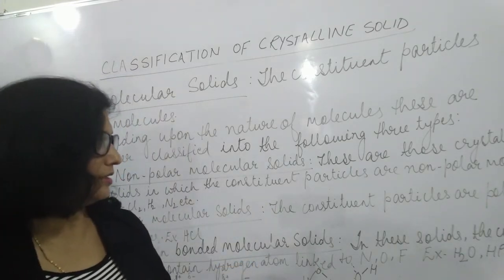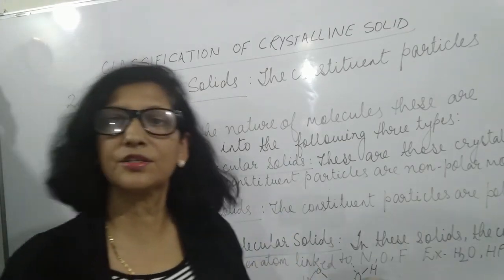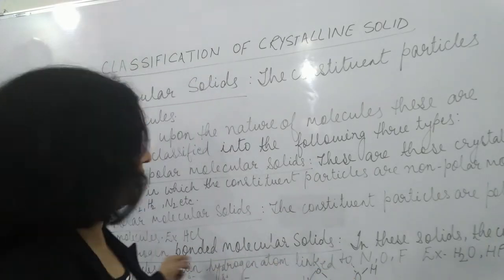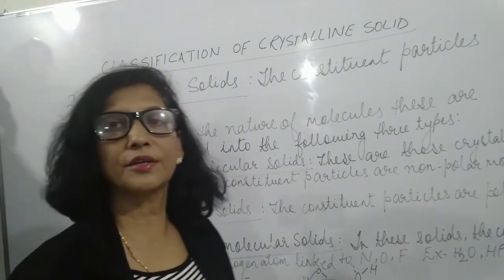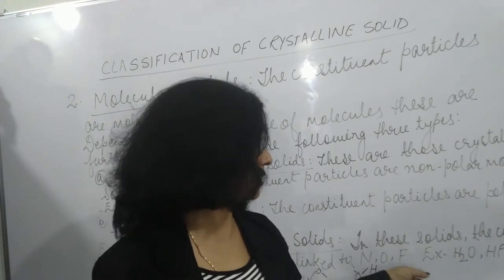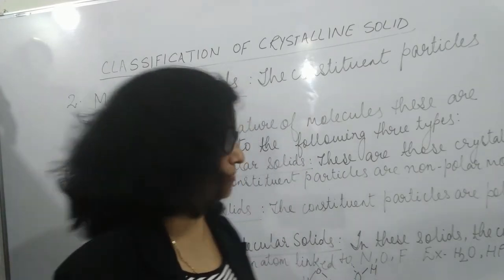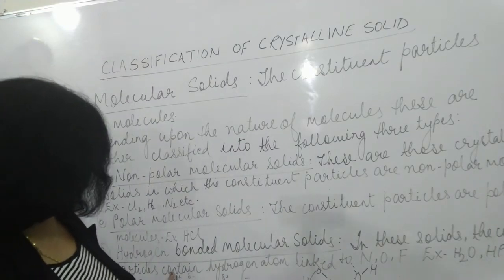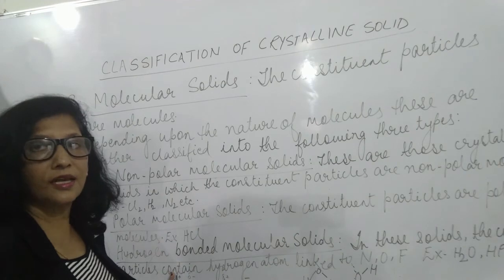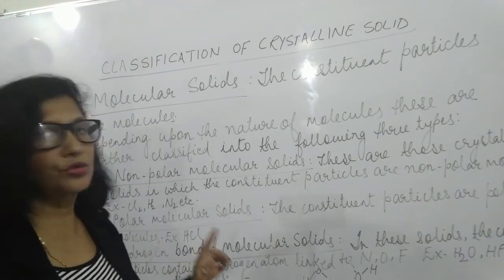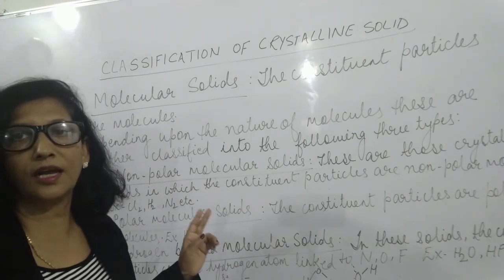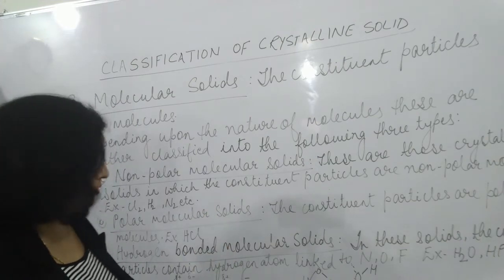In these solids, the constituent particles are hydrogen atoms linked to nitrogen, oxygen and fluorine. Example, we can take H2O and HF. In HF, we can see here the development of fractional positive charges and negative charges, and two HF molecules are held together by electrostatic force of attraction.